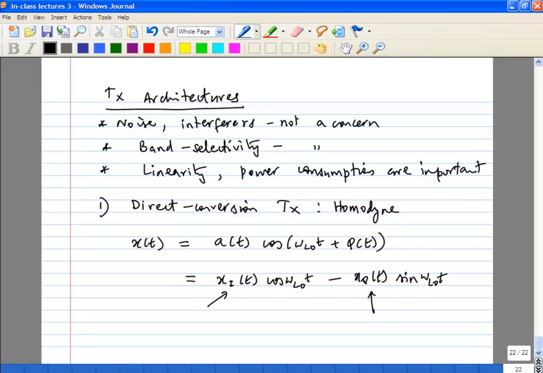a polar transmitter. Of course, we have classes of transmitters called polar transmitters where you work with the amplitude and the phase. Okay, that we won't discuss in this course. But the typical standard transmitter would use I and Q. Okay, so xi of t and xq of t are the signals you are interested in.